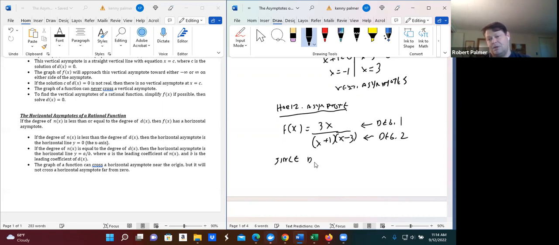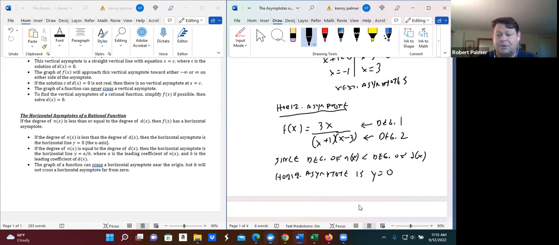So since the degree of n of x is less than the degree of d of x, then our horizontal asymptote is just the x-axis, or y equals 0.